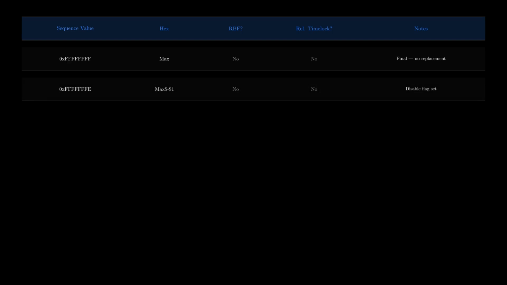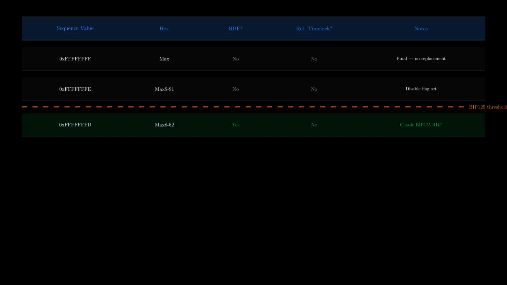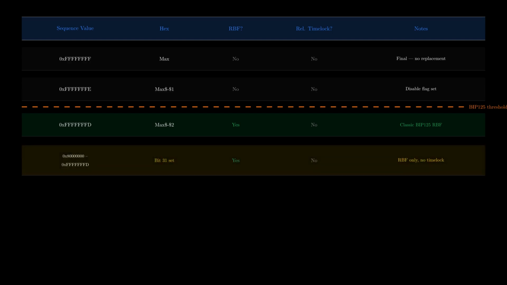At the maximum, all Fs in hex, the transaction is final. No replacement, no time lock. 1 below max, FFFFFFFE, no RBF signal, and the relative time lock disable flag is set. 2 below max, FFFFFFFD, the classic BIP 125 RBF signal, with time locks disabled. Values with bit 31 set, from hex 80000000 through FFFFFFFD, signal RBF but disable time locks.